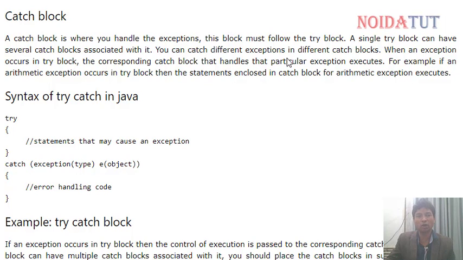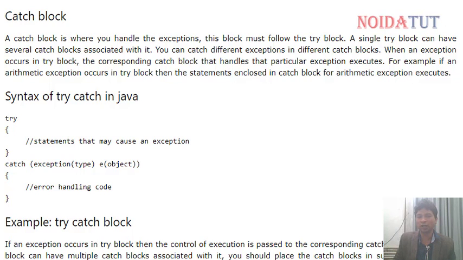A single try block can have several catch blocks associated with it. You can catch different exceptions in different catch blocks. When an exception occurs in the try block, the corresponding catch block that handles that particular exception executes. For example, if an arithmetic exception occurs in the try block, then the statements enclosed in the catch block for arithmetic exception execute.